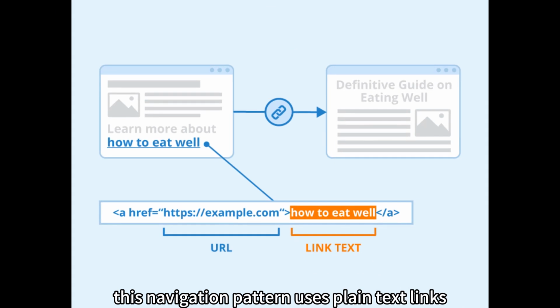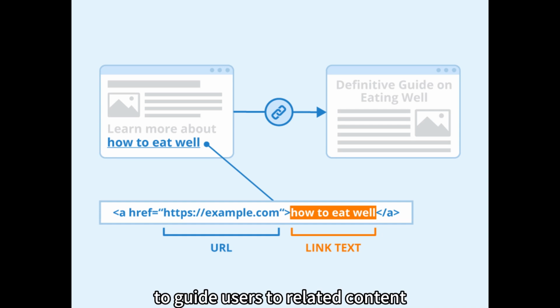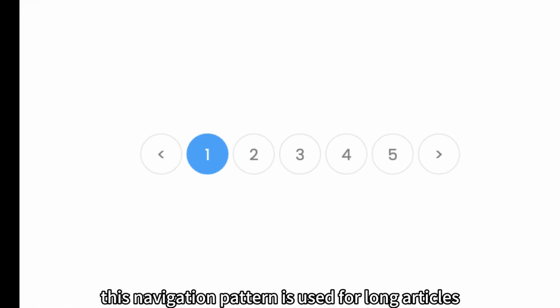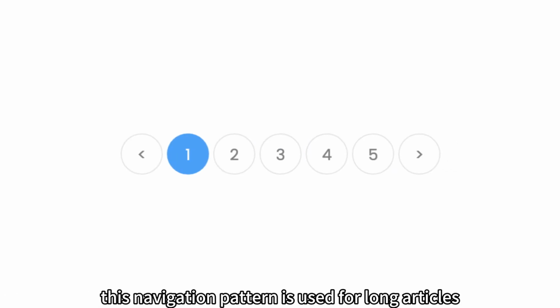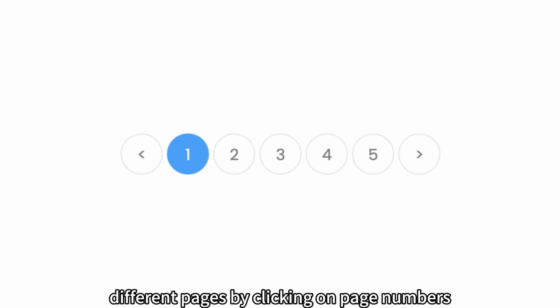Text link navigation. This navigation pattern uses plain text links, often appearing in articles or blog posts, to guide users to related content. Pagination navigation. This navigation pattern is used for long articles or product lists, allowing users to switch to different pages by clicking on page numbers.